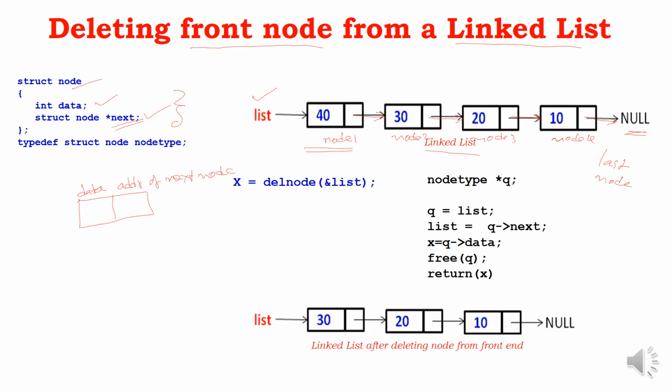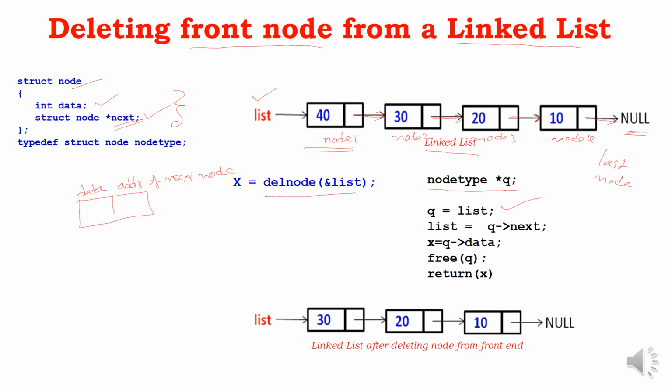We'll call a delete node function. So delete node is a function. We have to write some instructions for the delete node function. What is the procedure of this function? I will explain. Declare a node type pointer q. Q is a variable, a pointer of type node. First instruction: q is assigned to list.